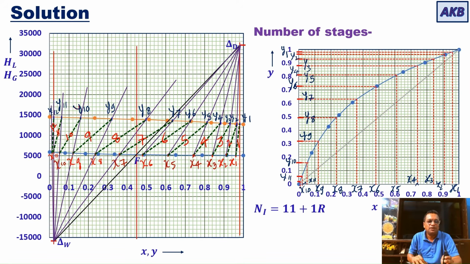So in this way, you can use the Ponchon-Savarit method to find the number of equilibrium stages in a typical tray column.